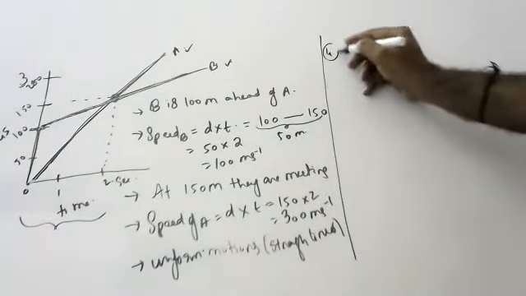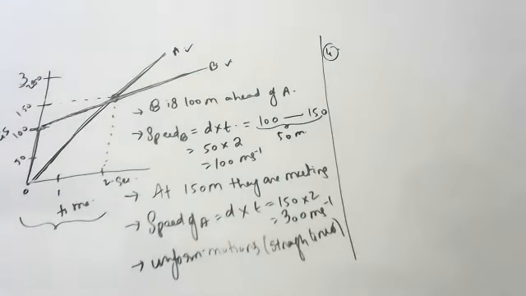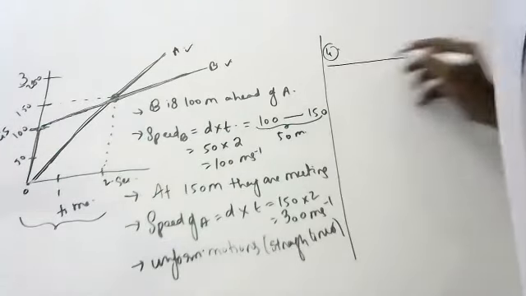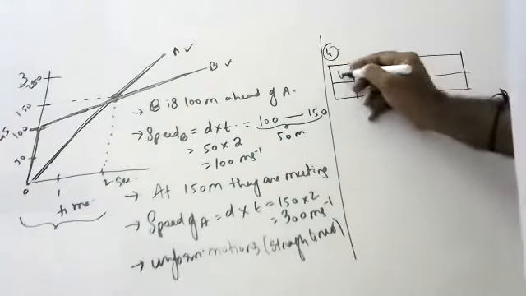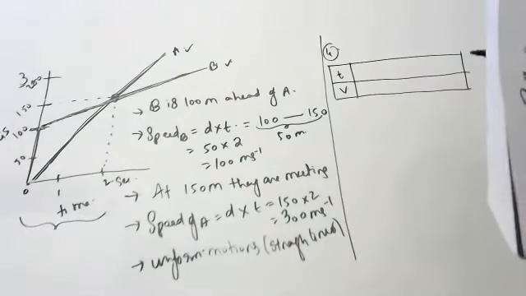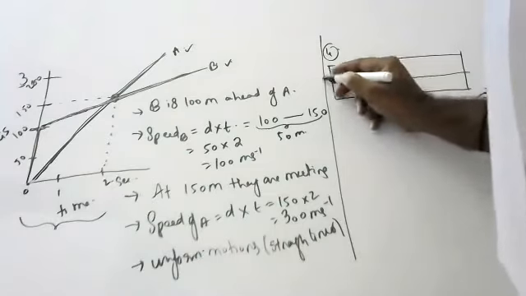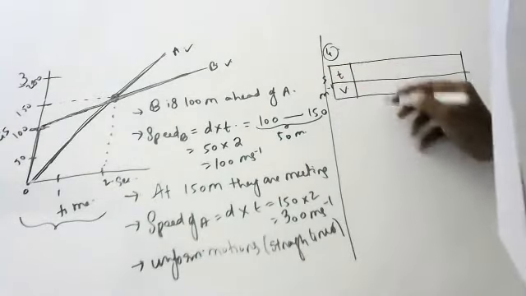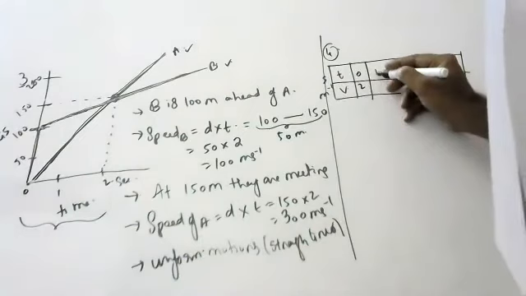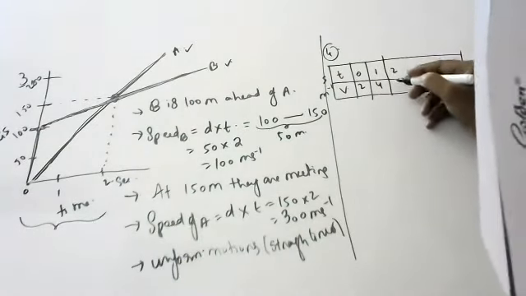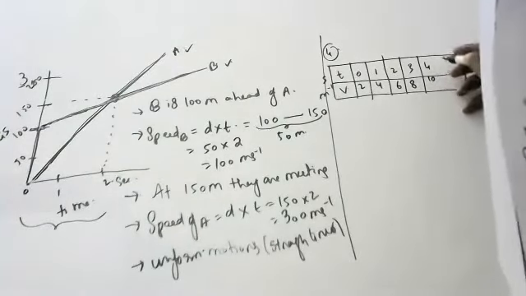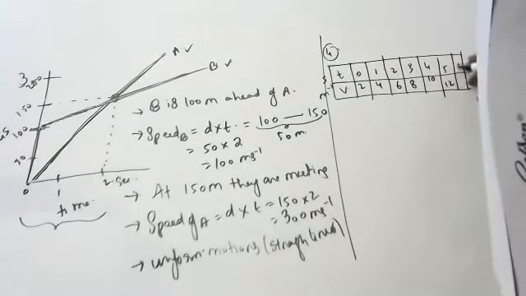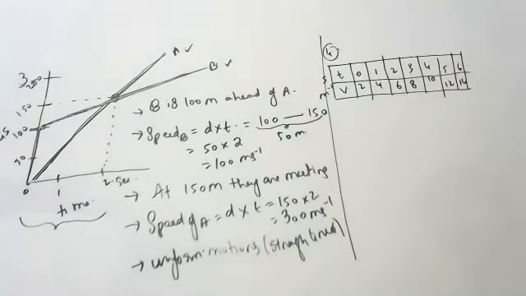Question is like this, children. Fourth question. So what is the question? Time and velocity coordinates are given, children. This is time, this is v, velocity. This is in seconds, this is in meters per second. What do the coordinates mean? (0, 2), (1, 4), (2, 6), (3, 8), (4, 10), (5, 12), (6, 14). These coordinates they have given to you.